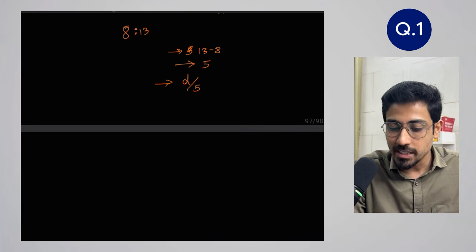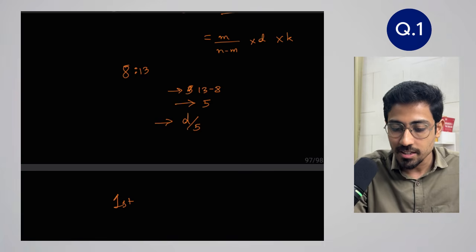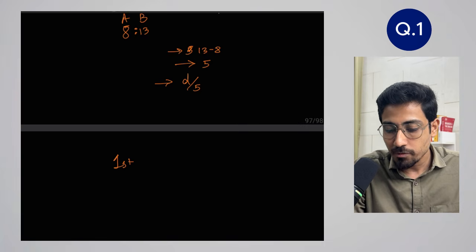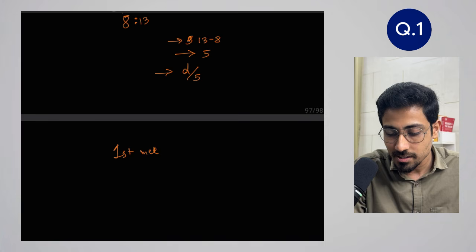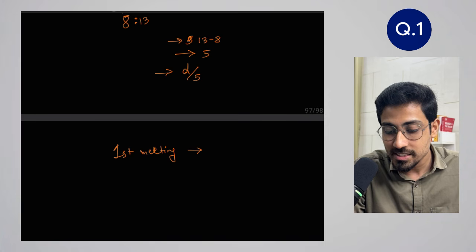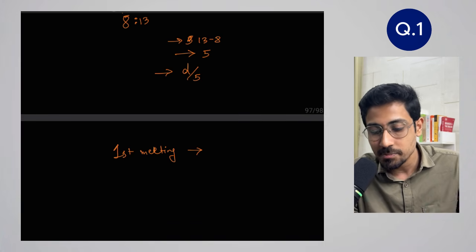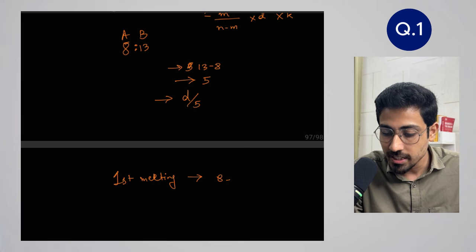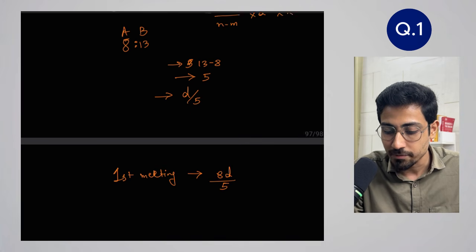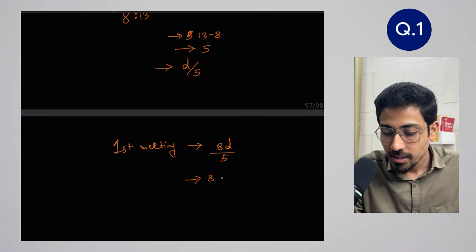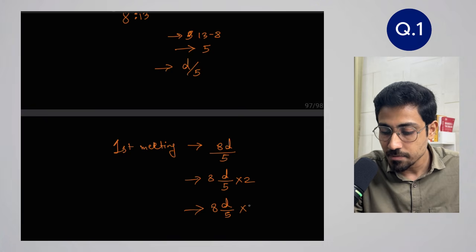What will be the first meeting point for A? If this is A to B, what will be the distance covered by A till the first meeting point? It will be nothing but 8d by 5, 8 into d by 5. For the second meeting point, it will be 8d by 5 into 2. For the third meeting point, he would have covered a total distance of 8d by 5 into 3.